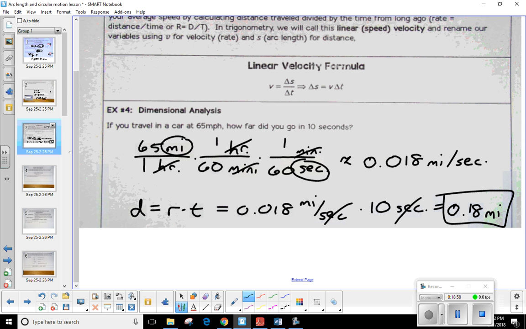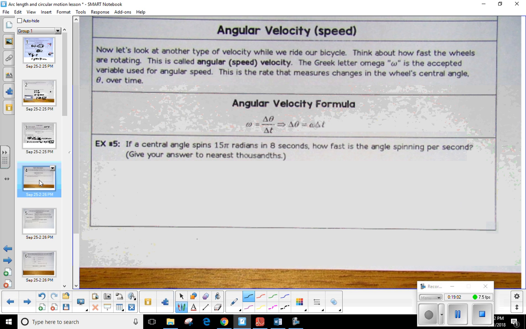If you're a little hazy on the dimensional analysis, don't worry. We're going to be looking at plenty of examples. But now let me introduce you to angular velocity. Linear velocity, linear speed, was how fast an object is moving, but what? How fast it's moving in a circle if it's following a circular path. Go back to the example on the bikes. Think about how fast the wheels are rotating as you're riding your bike. This is what we call angular speed or angular velocity.